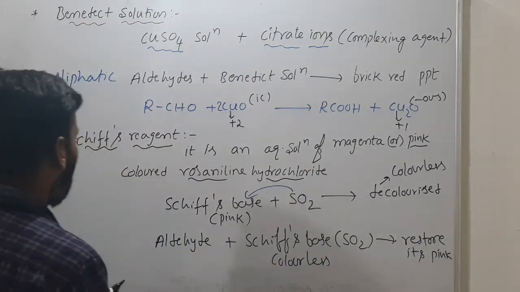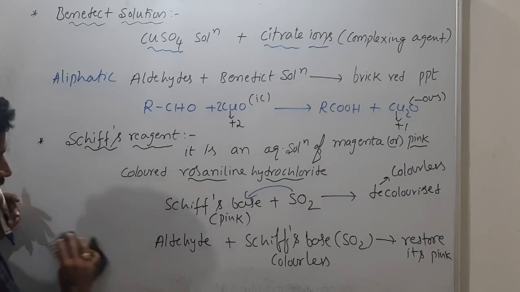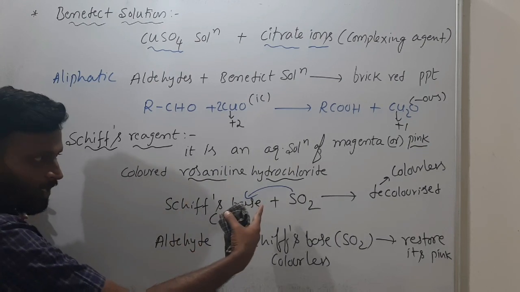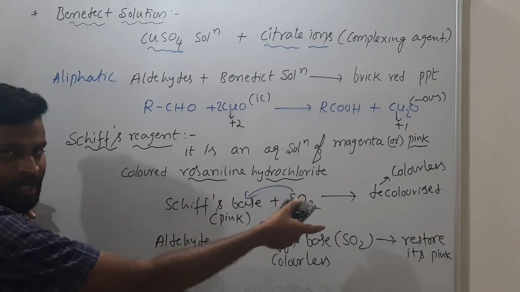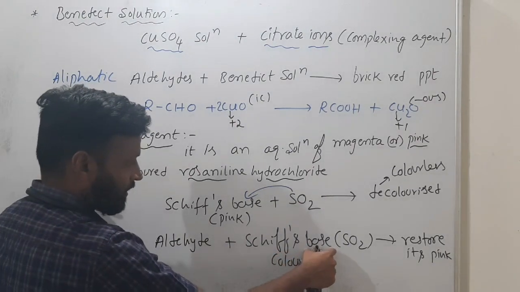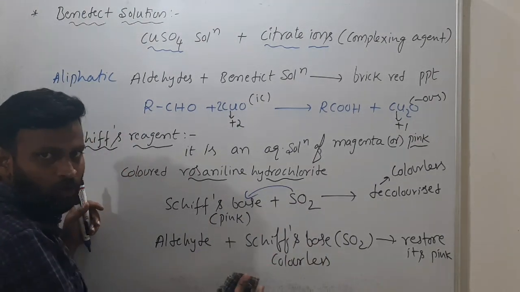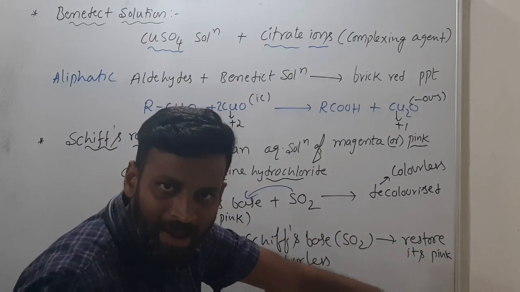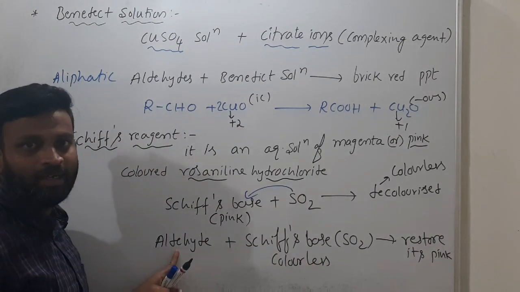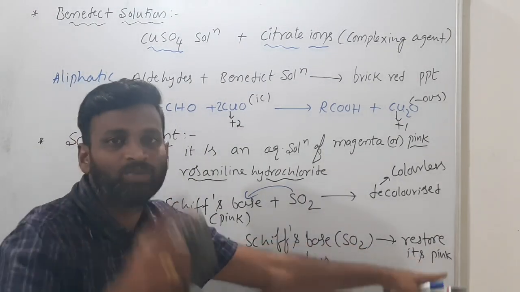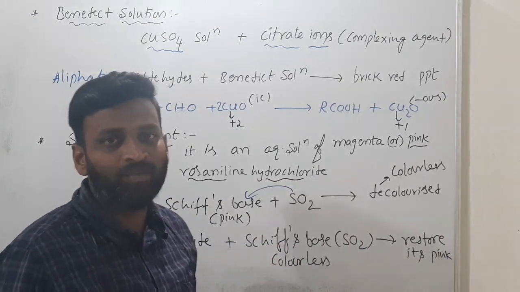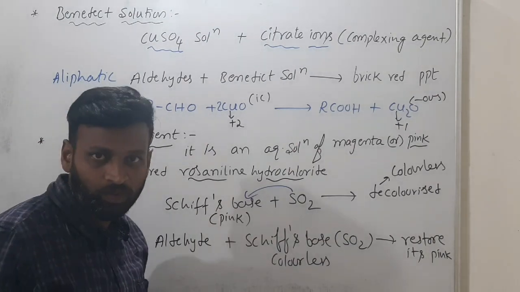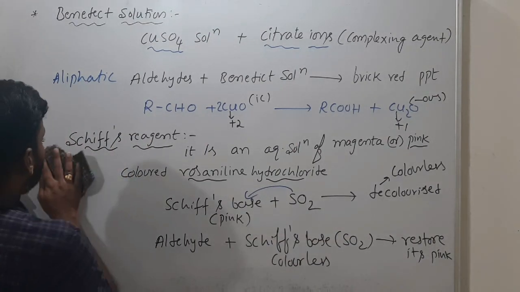Now we have to discuss a few more things, so write all these down. Understood, everyone? Schiff's base color is what? Pink. When SO2 is added, what happens? It is decolorized, becoming colorless. But if you add an aldehyde to this colorless mixture, and the pink color comes again, then the compound is an aldehyde. With a ketone, restoration is not possible; the pink color will not come again. If it is aromatic also, the pink color will not restore. So, very important. Write down all these things.